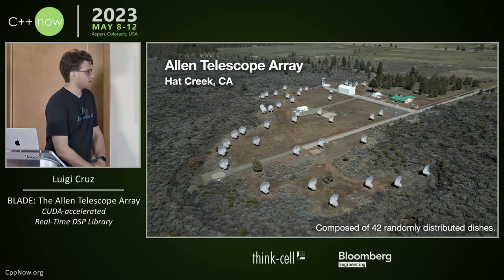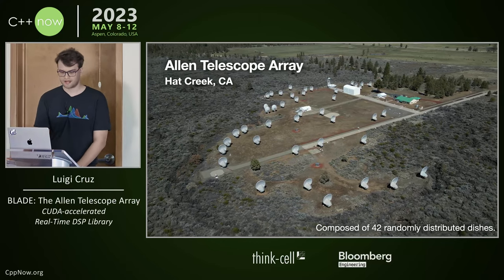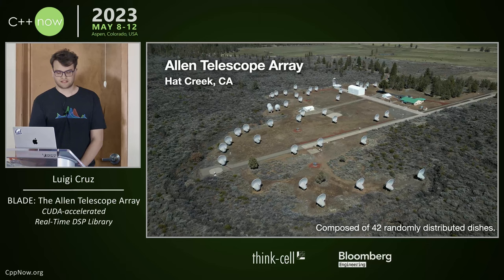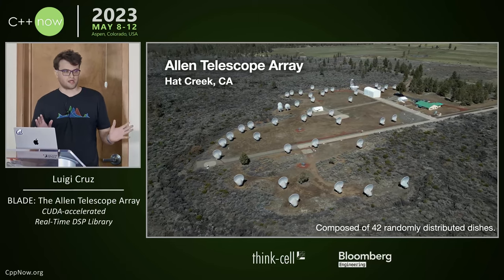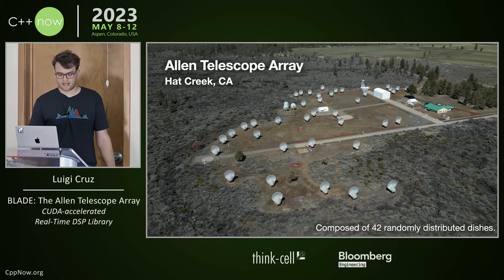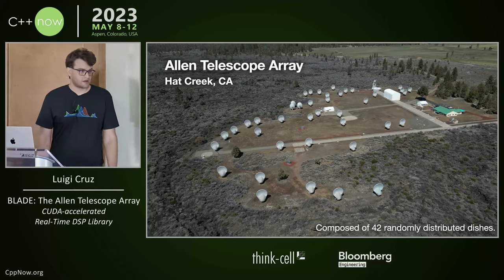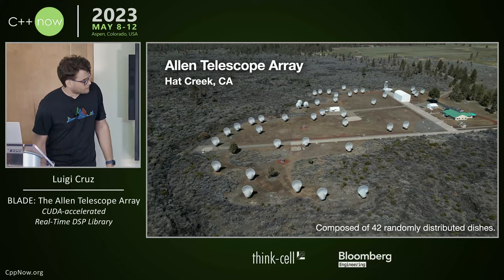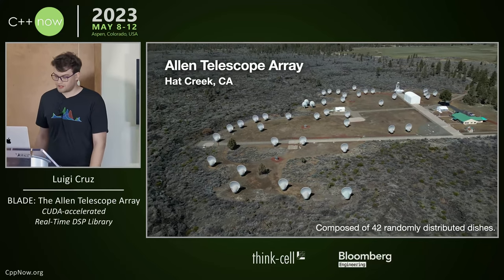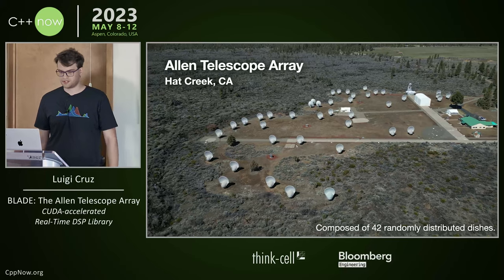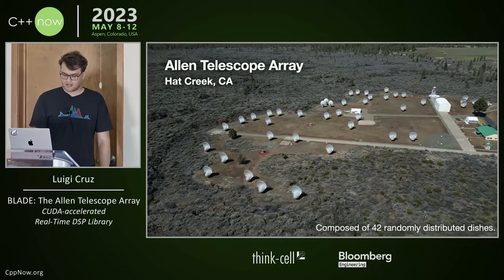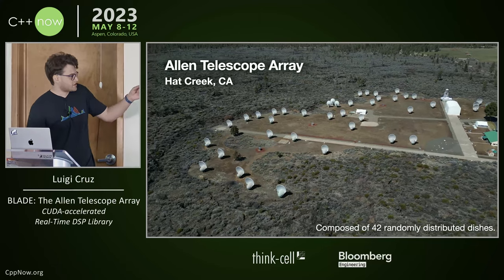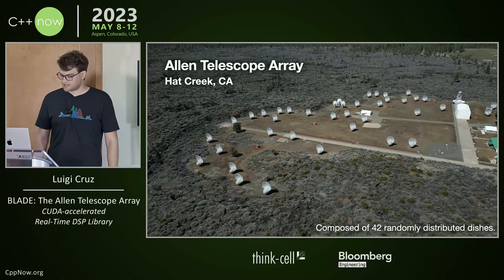So this is the aerial view of the telescope. It is composed of 42 antennas and they're randomly distributed within a 250 meter baseline. All the processing is done on site at that green roof building there. All the servers are there because we can't afford to move the data away, because it's terabits per second. And each antenna is connected to that building using a fiber optic.